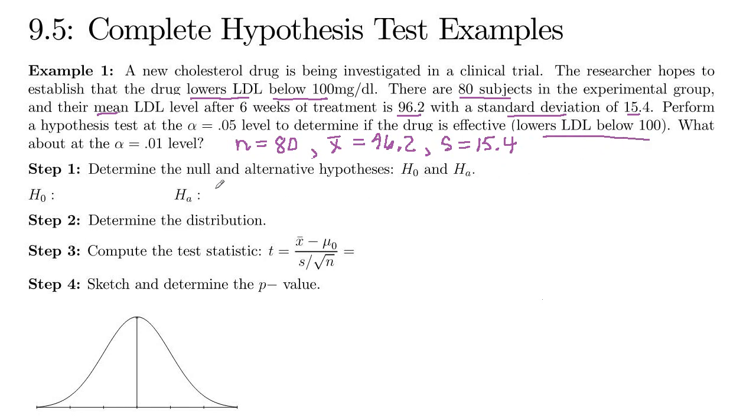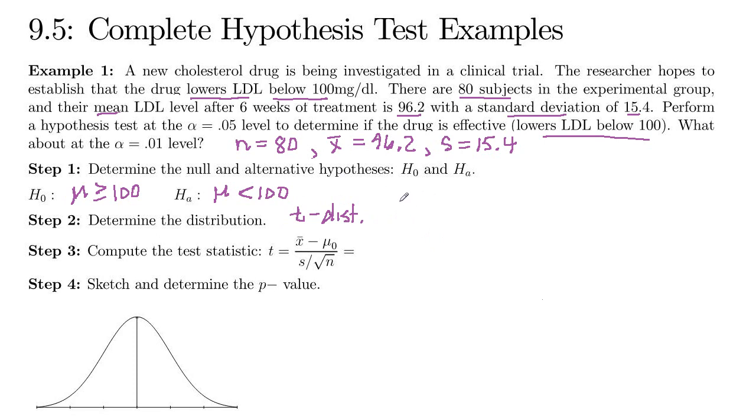100. So we're dealing with means, so our H0, HA are going to be about the mean. We want the mean to be less than 100, so that's our HA. And then our H0 would be mean greater than or equal to 100. Determine our distribution. We're dealing with means. We have S instead of sigma, so this is going to be a T distribution.